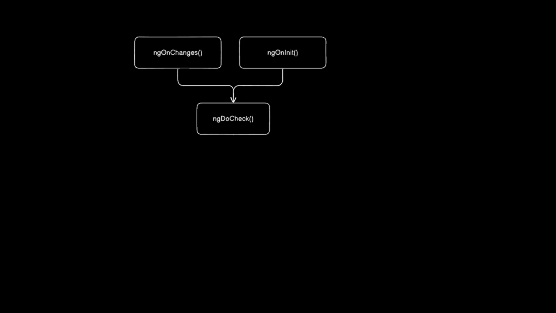Next, ngDoCheck. This is responsible for custom change detection. So in cases where Angular can't or won't find changes, this will fire. It's called immediately after ngOnInit and every subsequent change detection run. ngAfterContentInit runs after Angular projects external content into a component or into a view that the component is in. It's only called once after the very first ngDoCheck finishes running.